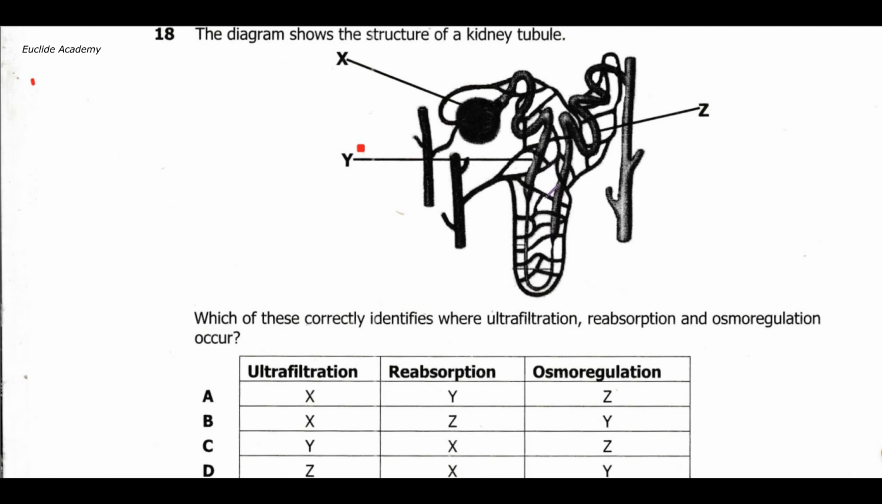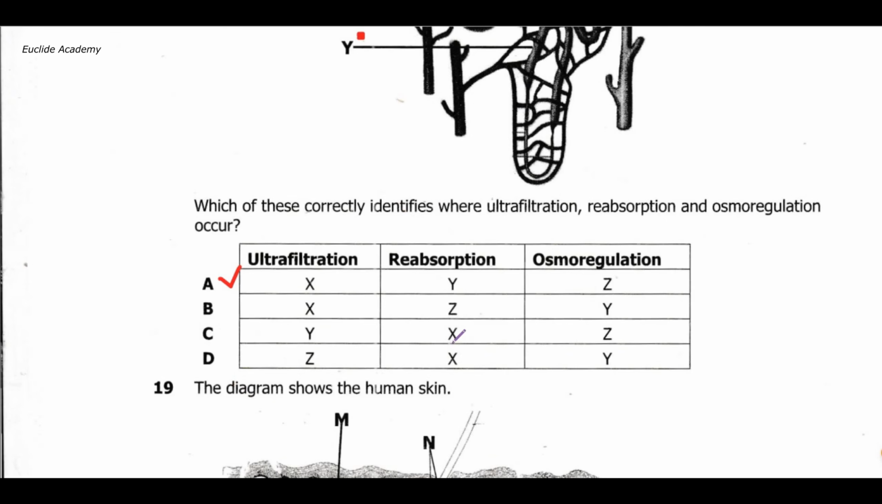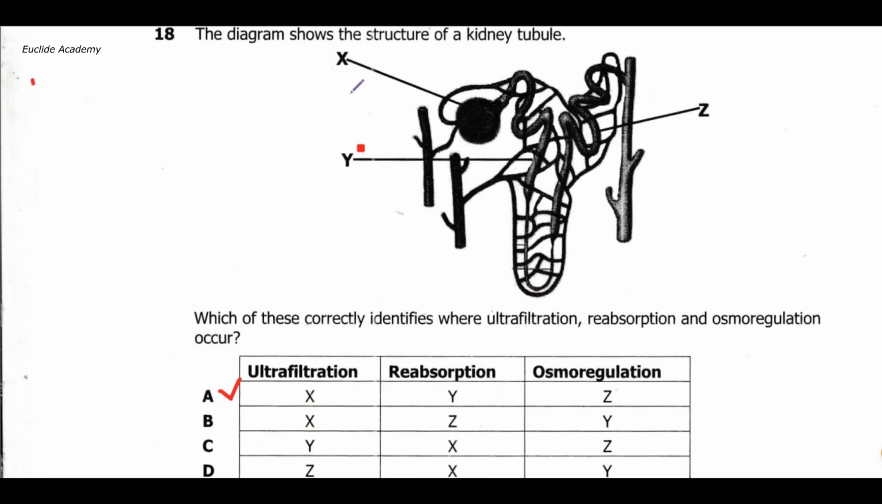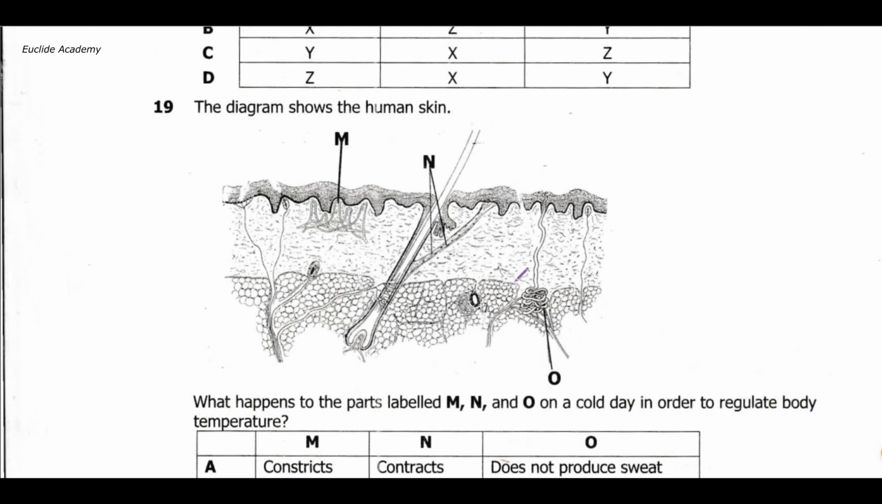That's why. And then we've got the osmoregulation, which is regulated by the hypothalamus, and that occurs at Z, which controls the amount of water in urine. Basically, this happens at Z. So we've got X, Y, Z. So ultrafiltration, reabsorption, and osmoregulation would be the correct option here, which is X, then Y, then Z.